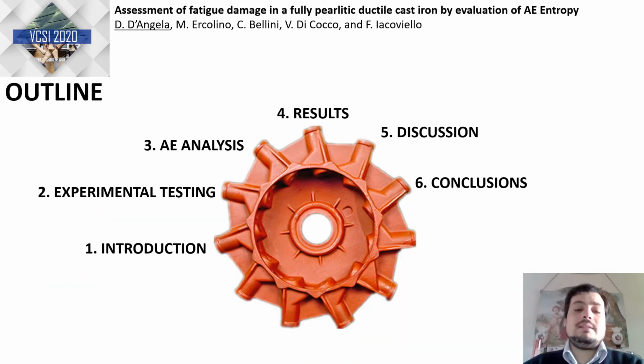In the first part of the presentation, I will introduce the contents, then I will describe the methods for experimental testing and acoustic emission analysis. In the fourth part, I will describe and show the main results. In the fifth, I'll discuss them, and in the sixth and last, I will trace the conclusions.